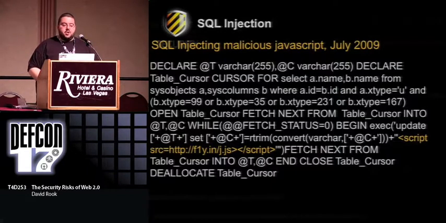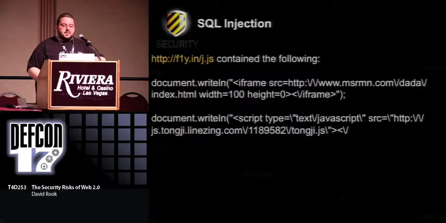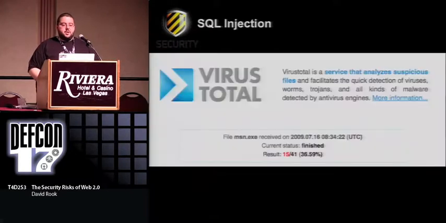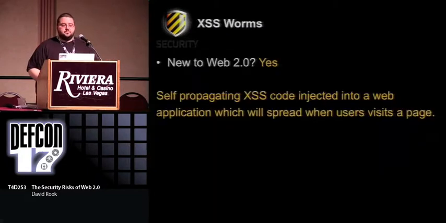At the time of me writing this presentation, the file contained 2 URLs, and the code it tried to push down was only being picked up by 15 of the 41 virus scanners on VirusTotal, and that was on the 16th of July. So you can see that attackers know that people have to have the ability to execute JavaScript when they come to pages, so they try and exploit that as well.